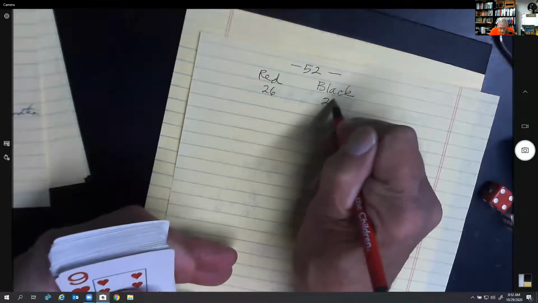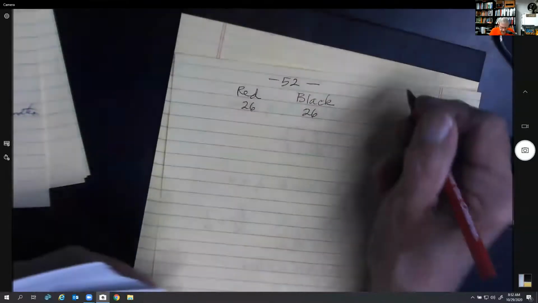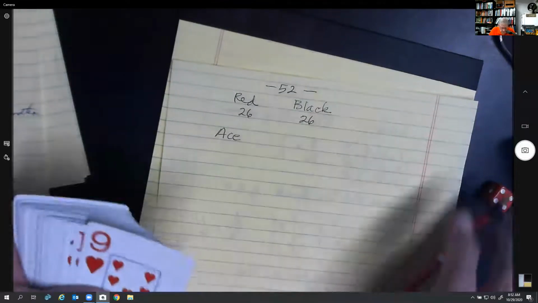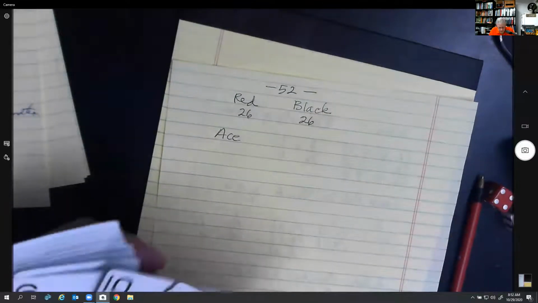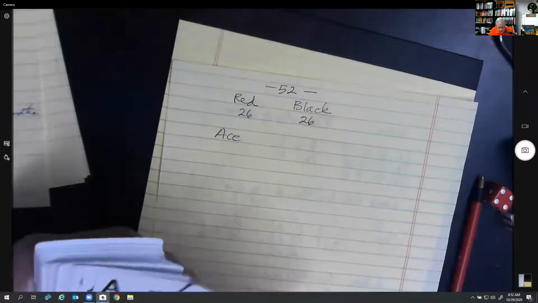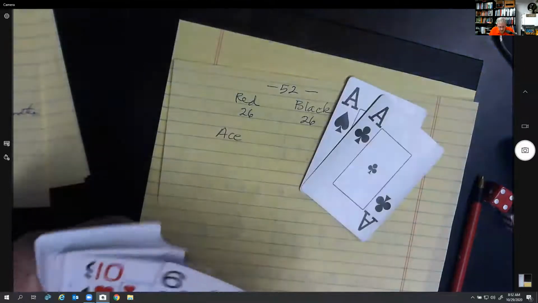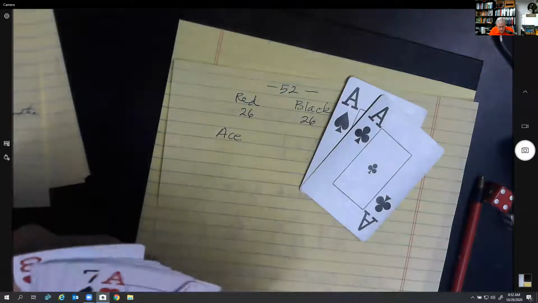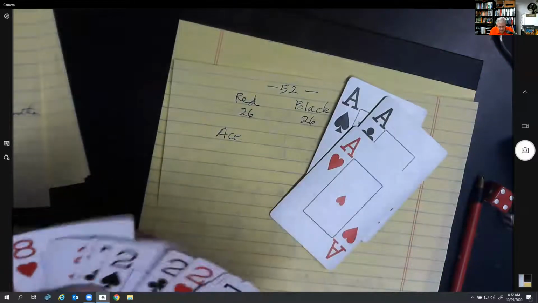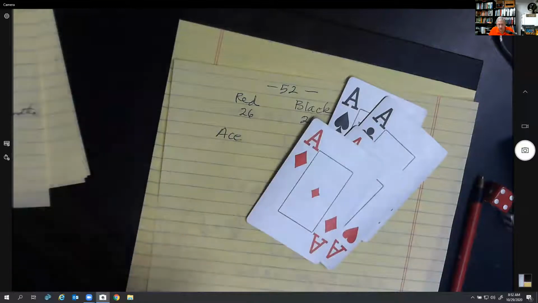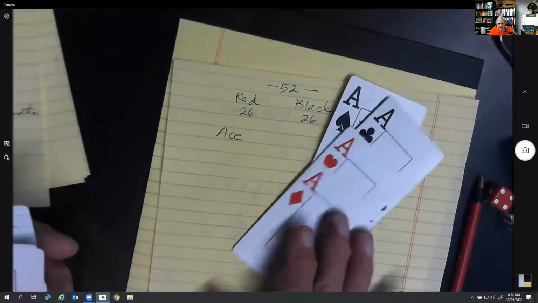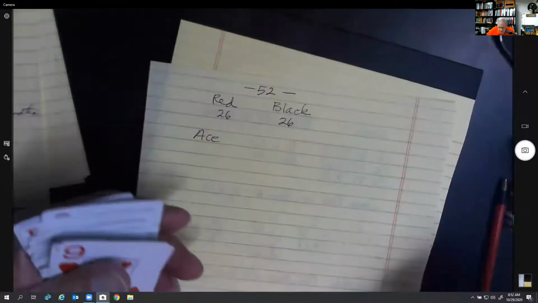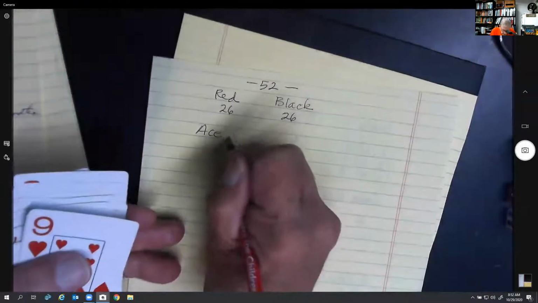Okay. How many aces are there in a deck? Aces. Now let's take a look. Should be 4, huh? I don't know. I haven't looked at this deck. Here's 2. Here's another one. And here's another one. We see we have 2 red aces and 2 black aces. So there's a total of 4 aces in the deck.